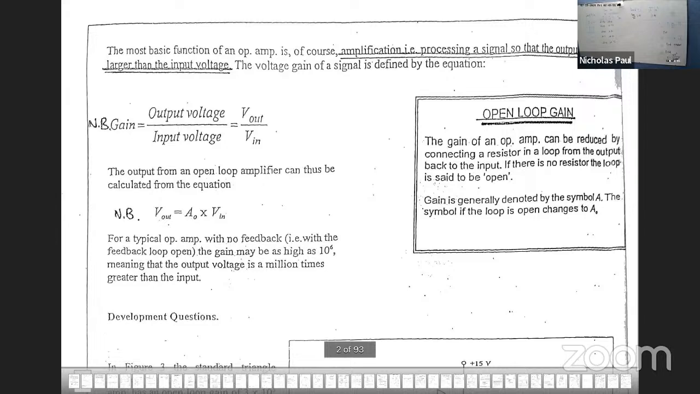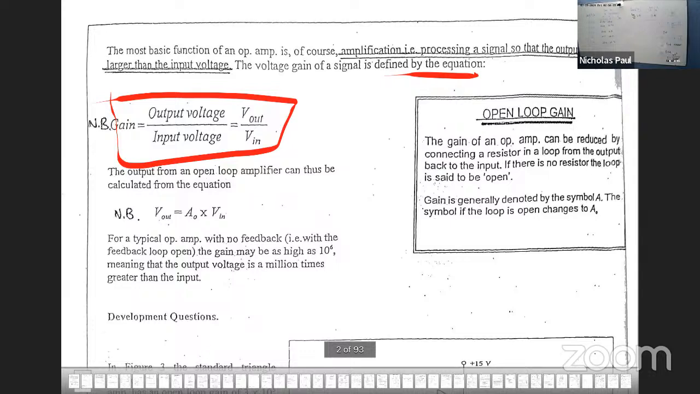The basic function of an op-amp is amplification. That is processing a signal so that the output value is larger than the input, and the voltage gain is defined by this. I want you to make a little summary as we go along. This is very important, on the gain.